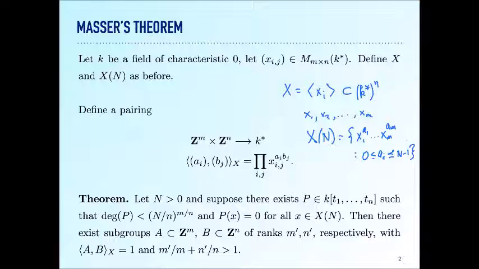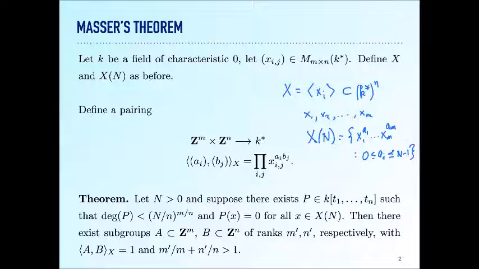All right, so we define a pairing on Z to the m cross Z to the n. This is a bilinear pairing that took a tuple of a_i's and a tuple of b_j's, and takes it to the product of x_ij to the a_i b_j. Then Master's theorem is that suppose for some capital N greater than 0, which you imagine to be large, there exists a polynomial such that the degree is maybe smaller than you expect, less than capital N to the power of m over n divided by some constant, and that it vanishes on all the elements of this box, this X of n.